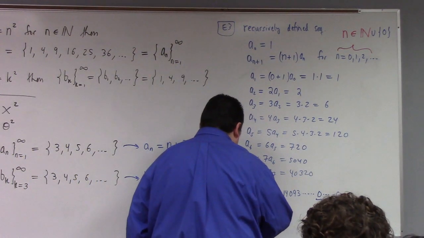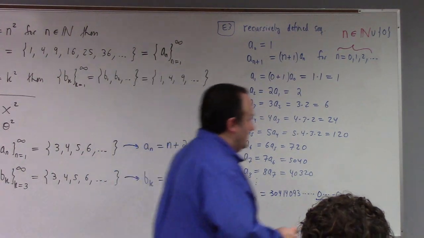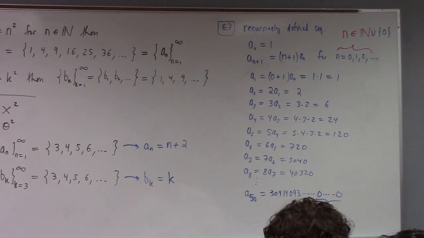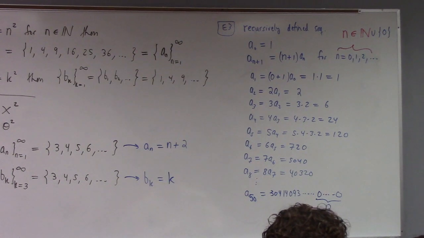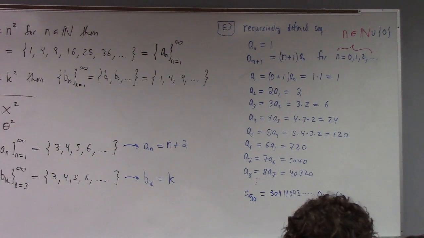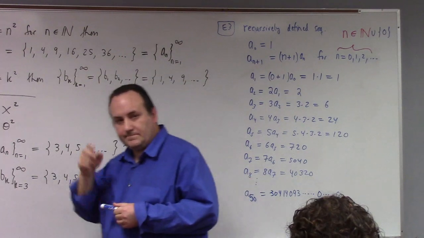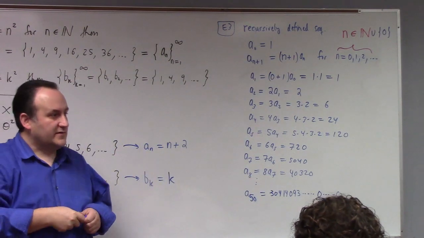What is this thing called? Factorial, right. In fact, definition: a sub n from the last thing is what we call n factorial. In other words, you can define the factorial as this: 0 factorial is 1, and n factorial is equal to n times (n minus 1) factorial, for n in the natural numbers. So if I define the recursion like that, then I could have started with 1 rather than 0. But anyway, this is the factorial function.